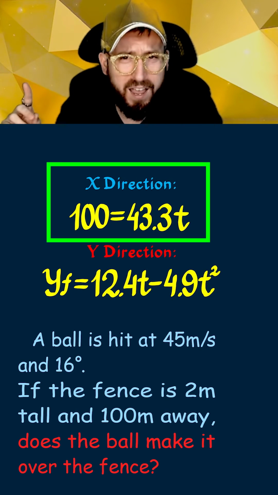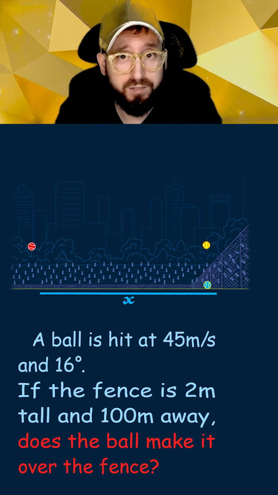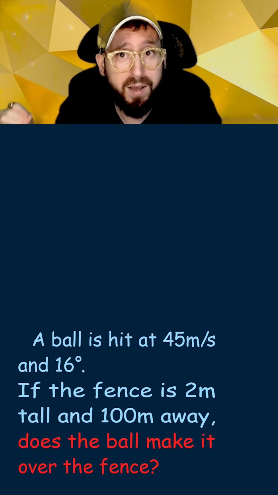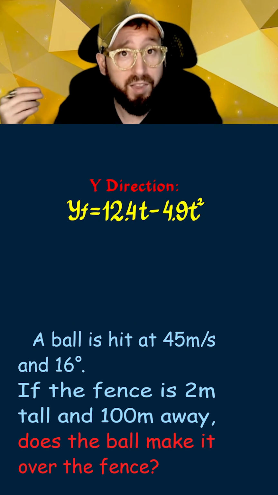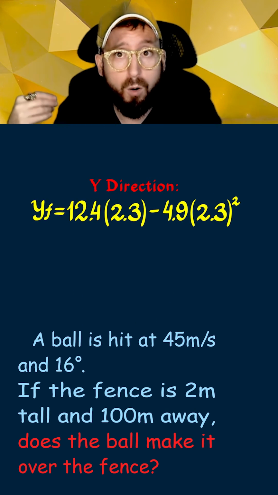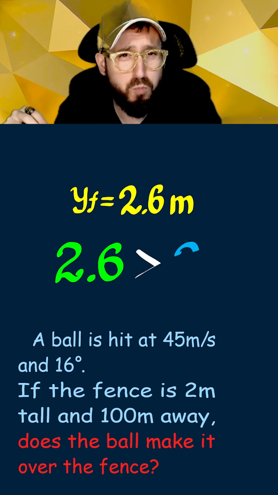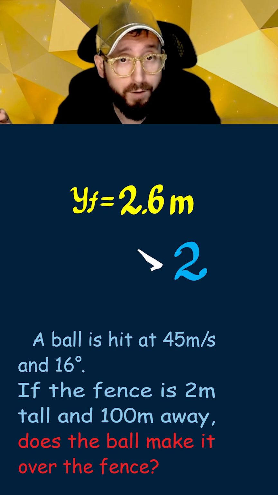This is where we're going to use our x direction equation to solve for t, since the time that the ball takes to travel in the x direction to get to the fence is the same time when we can determine if it is above the fence by calculating y final. Solving for t, this gets us t equals 2.3 seconds. The last step is to plug in t equals 2.3 to our y direction equation, which gives us a final height of 2.6 meters. Since this 2.6 meters is higher than the height of the fence, 2 meters, this means the ball will clear the fence and it's a home run.